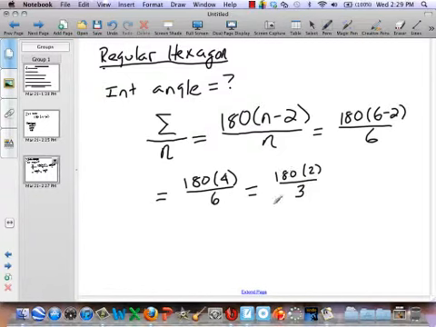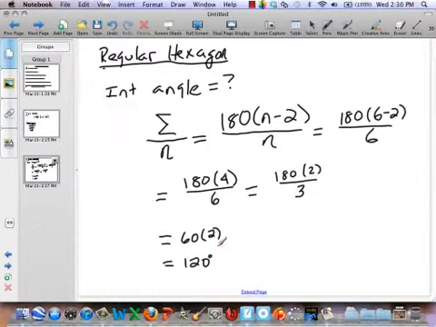Can 3 go into 180? Yes. How many times? 60. So that's equal to 60 times 2, which is 120 degrees. That means that in a regular hexagon, each one of those angles is exactly 120 degrees. Why is that important? Well, let's say you're into artwork, and you need to build a frame in the form of a regular hexagon. You would need to know what angle to make the interior angles. That way you can make the perfect hexagon. So that's kind of where that all comes from.